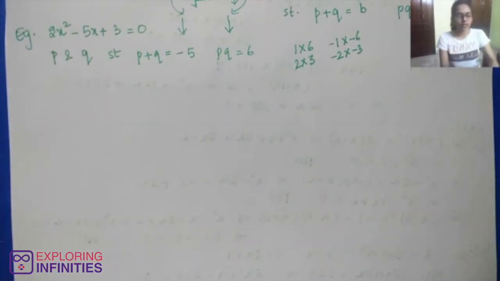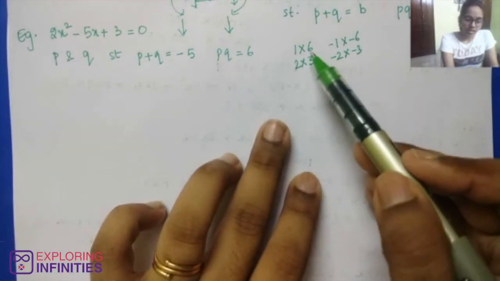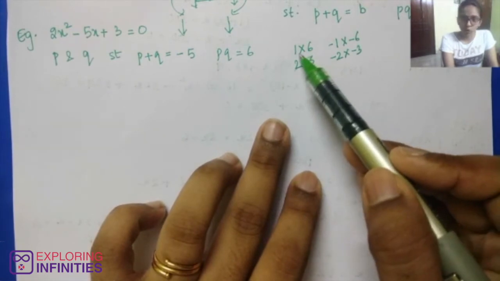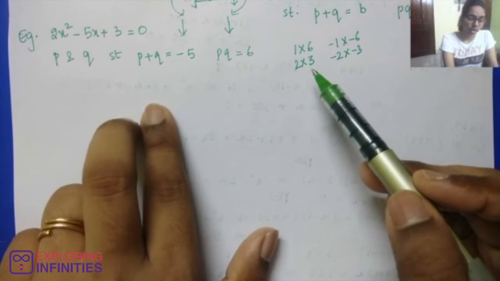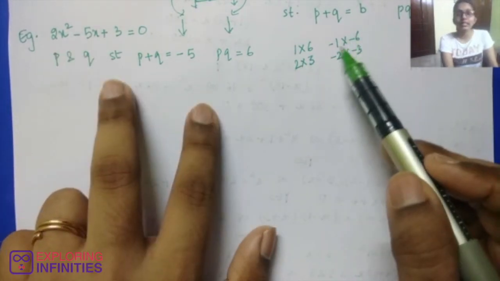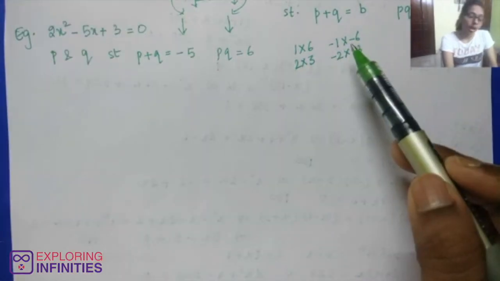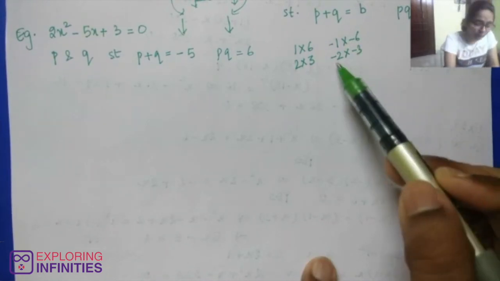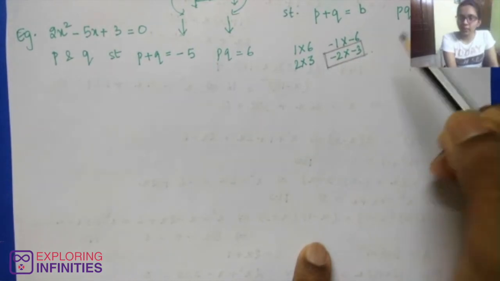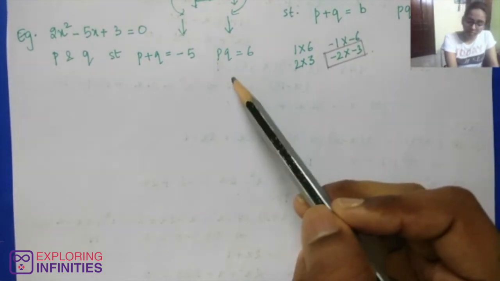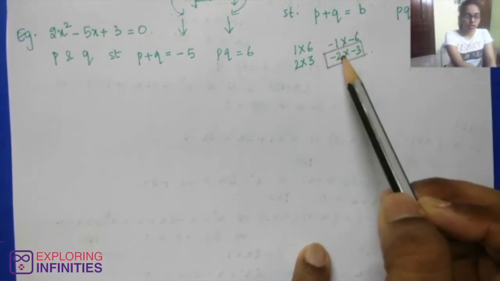So now I'll see: 6 plus 1, 7, no. 3 plus 2, 5, it's not minus 5, I'll ignore it. Minus 1 plus minus 6, I have minus 7, no. Minus 2, minus 3, minus 5. So now I have a pair which is giving me the number 6 when I multiply it, and the sum as minus 5. Okay, so this is my pair.